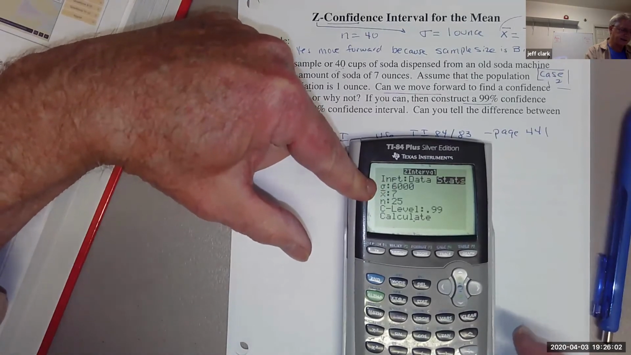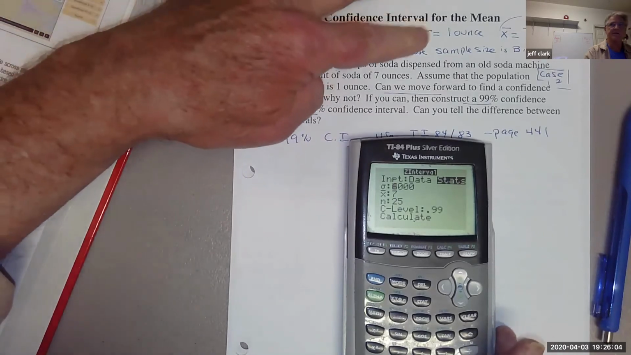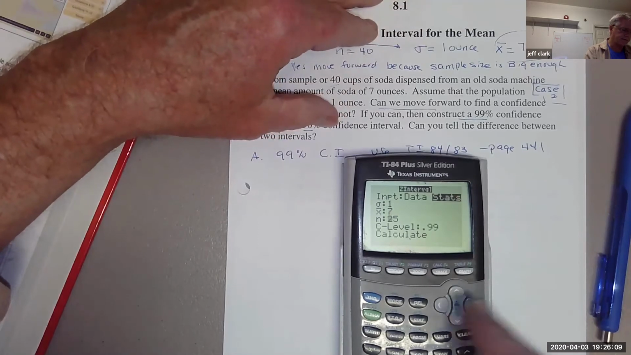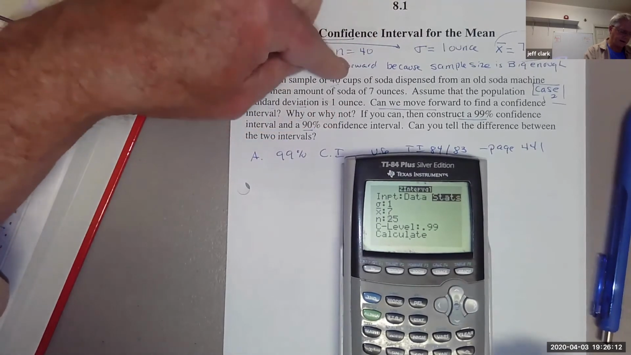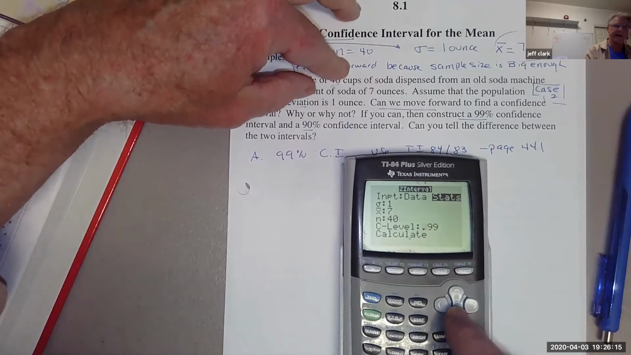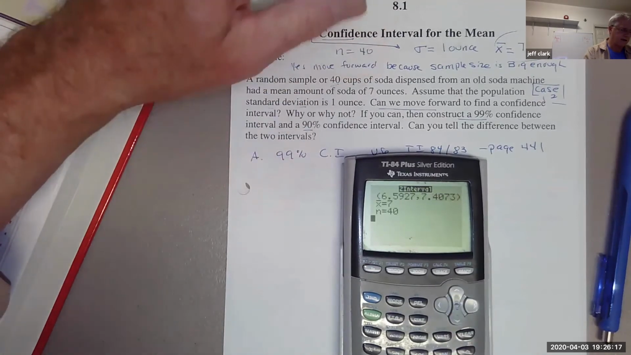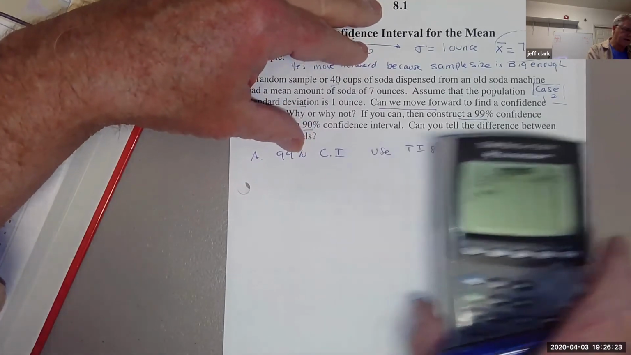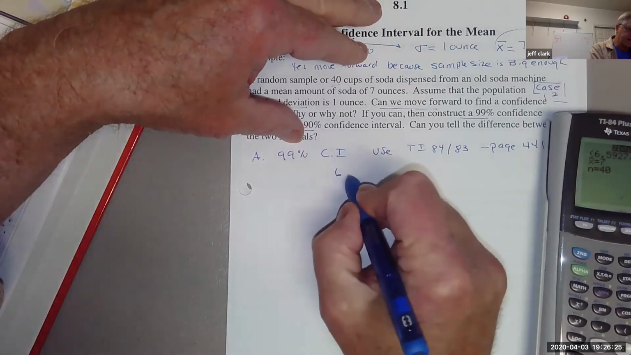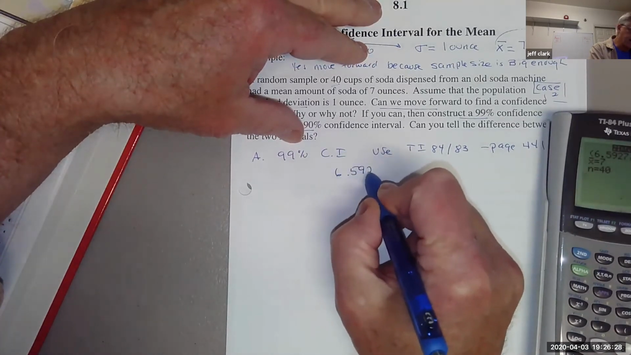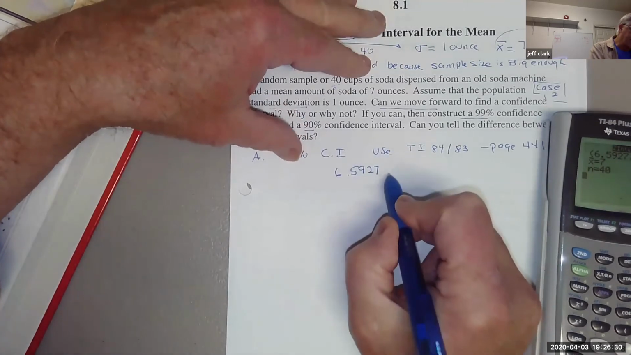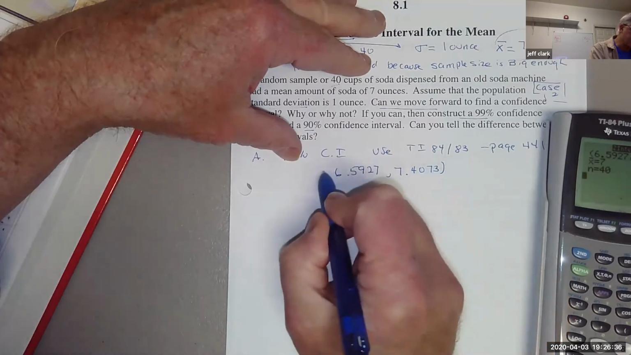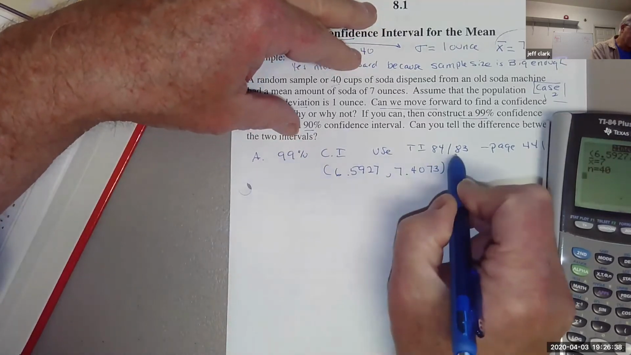So sigma is sigma. My sigma is 1 right there. My X bar is 7. Yep, got that. N is 40, and we're still at the 99% confidence interval. Hit enter. And okay, there I've got some interesting number. I'll write that down. You get 6.5927, and then a comma, and then 7.4073 in parentheses. This is the calculator's answer.